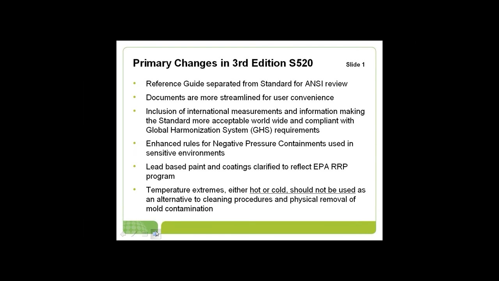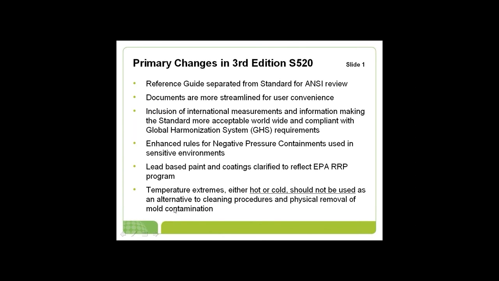Now we want to get to the most important part I think that everyone's interested in, and that's how did we change it? What did we do to improve it? Well, now the reference guide is separated from the standard for the purposes of the ANSI review. They only have one document to go through now, and that'll make the process a lot quicker. The documents are more streamlined, easier for the user to use.